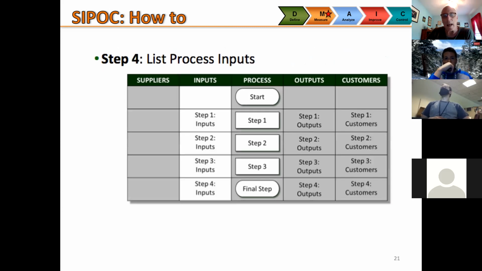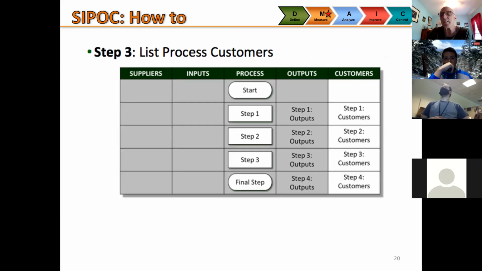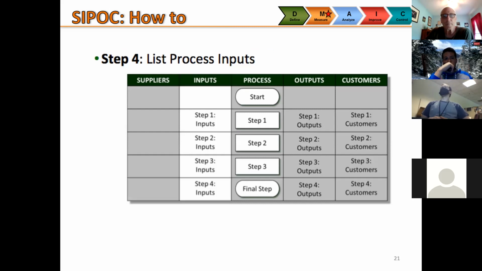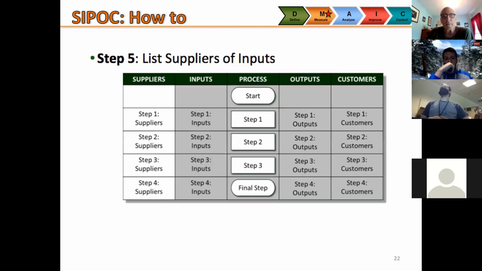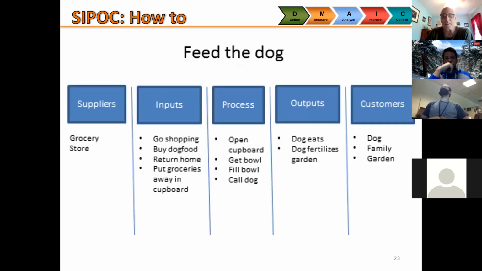And as you can see, each step might have a different customer. If I have to hand it to somebody else, to build the whole process, the process is 10 steps. Well, if 10 people are handling a certain step, well, their customer is going to be different. And then we go the other way and we put the inputs in. And then finally, we put the suppliers in. So drum roll, please. Feeding the dog. This is just a simple example of how the SIPOC works.